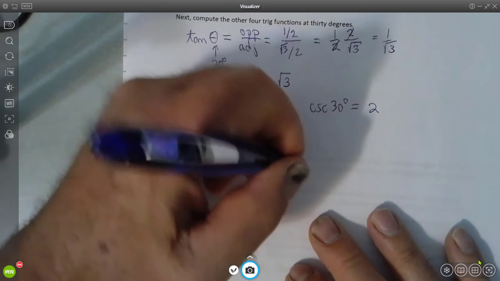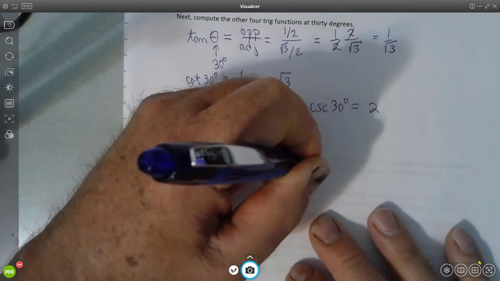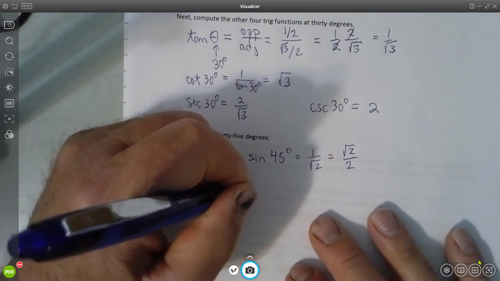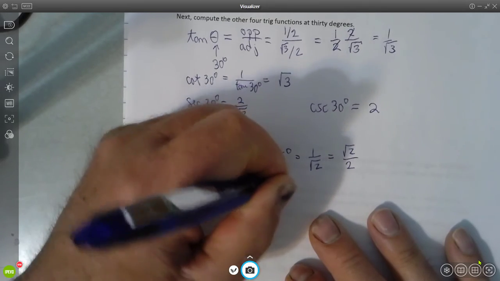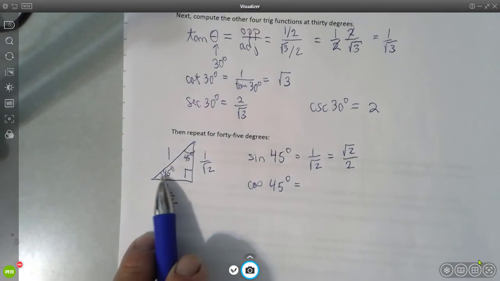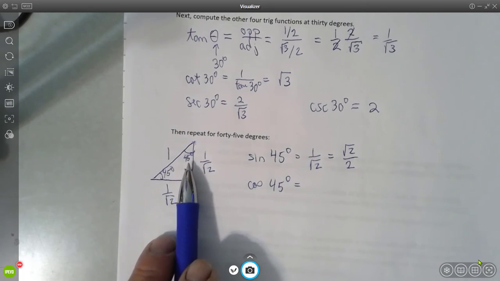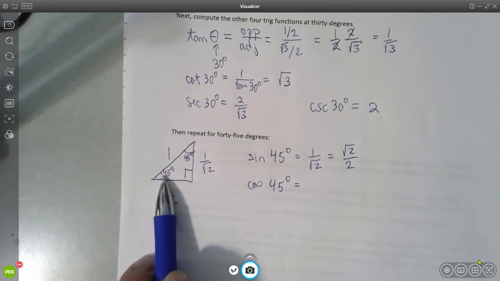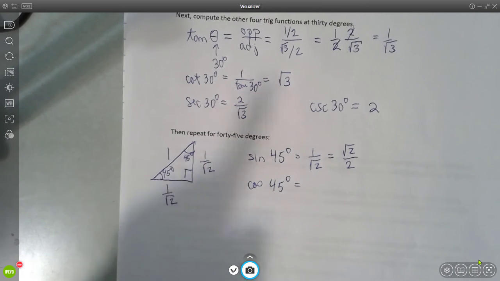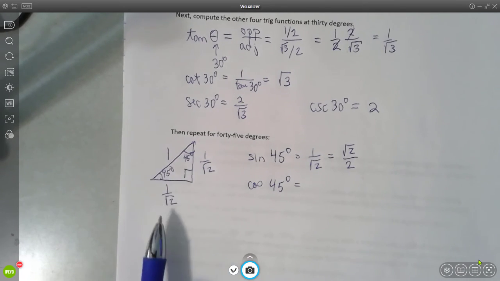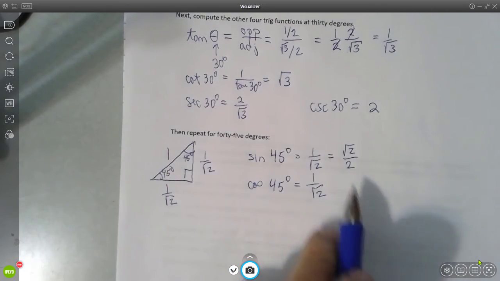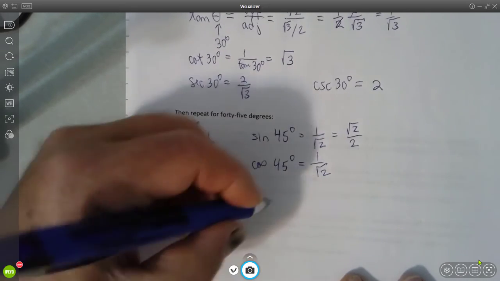Opposite over hypotenuse, 1/√2, or if you prefer, it's equal to √2/2. The cosine of 45 degrees, well, we know that it should be the same as the sine, really, because the complementary angle of 45 degrees is 45 degrees. But let's just check it. The cosine of 45 degrees is the adjacent over hypotenuse, 1/√2. Or if you prefer the form √2/2, that is certainly correct.